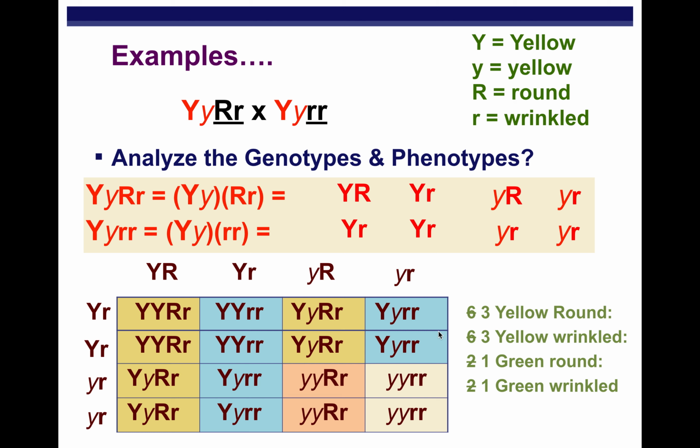You'll count your Punnett square up, do your comparison for the ratios, and then this is out of 16. And then you're going to reduce all your numbers if they all have a common factor. So in this case, it's 6, 6, 2, 2. All of them are divisible by 2. So now the ratio is 3 yellow round to 3 yellow wrinkled to 1 green round to 1 green wrinkled. Or if you want to make them fractions, 3/8, 3/8, 1/8, 1/8. Okay?